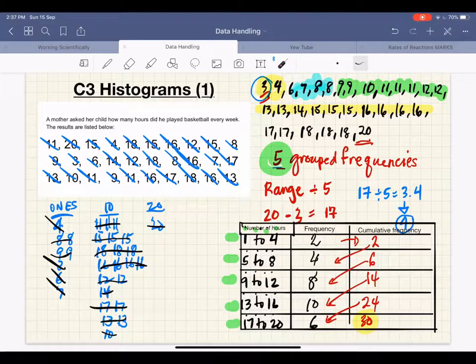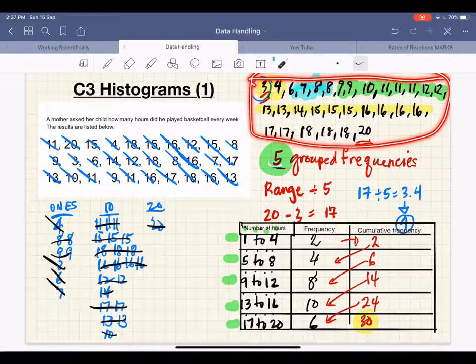So you can start with any number, including 3, or you can go lower. I just decided to start at 1. You can start with 3. It's up to you, as long as all the values are included.